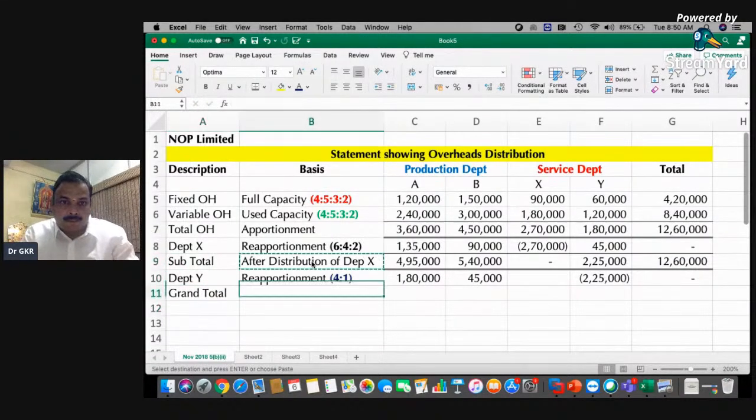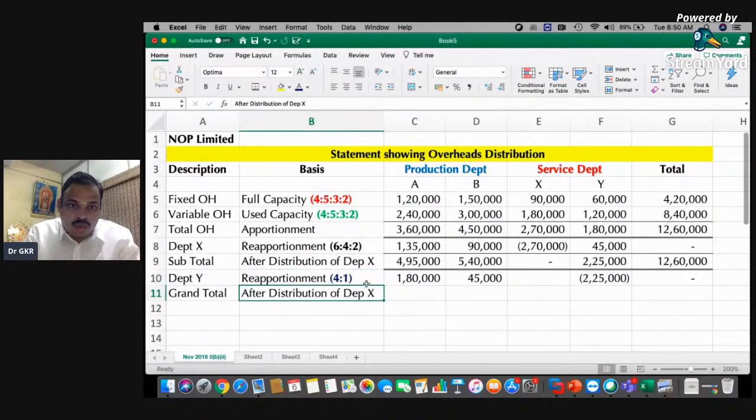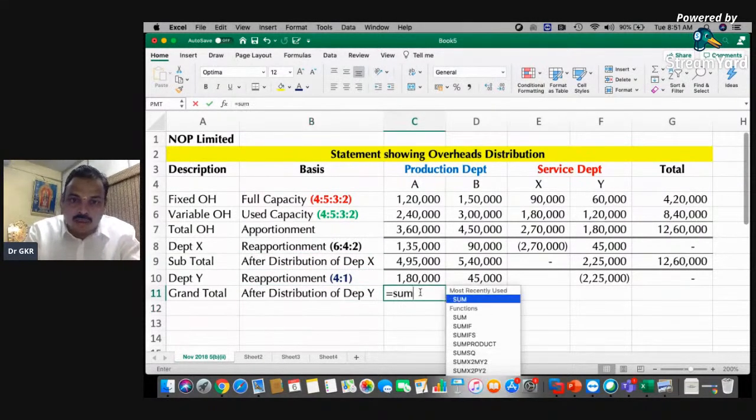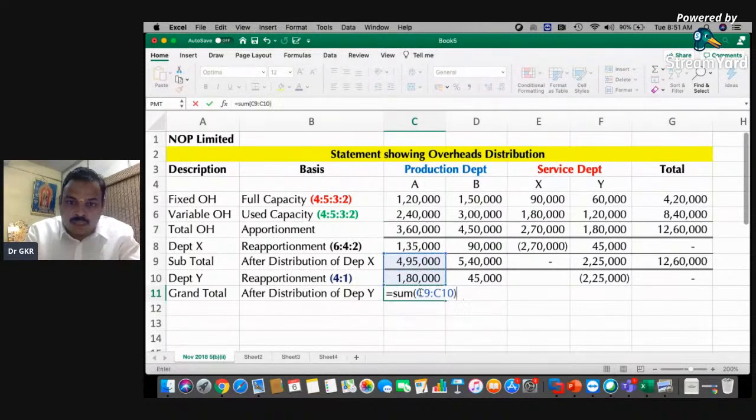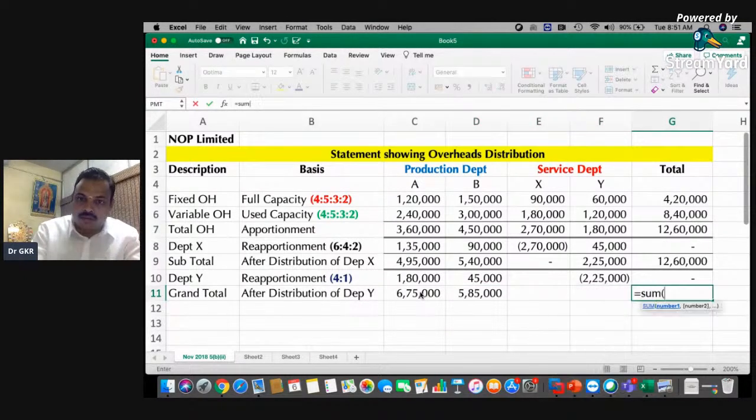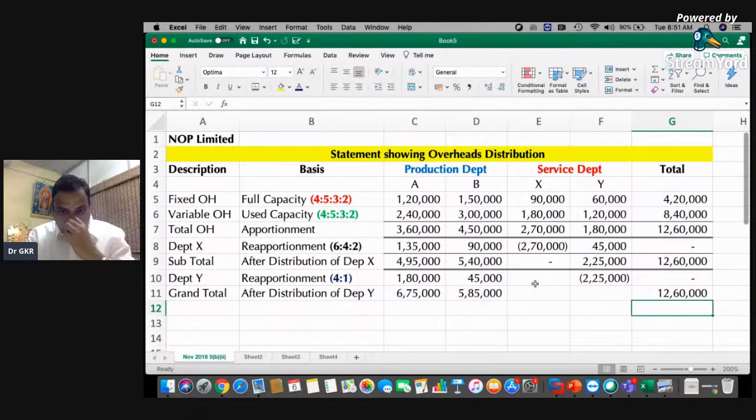After distribution of Y, your total is 495 plus 180. This is 585. So all these are gone. So your sum is 675 plus 585, 1260. That's it.